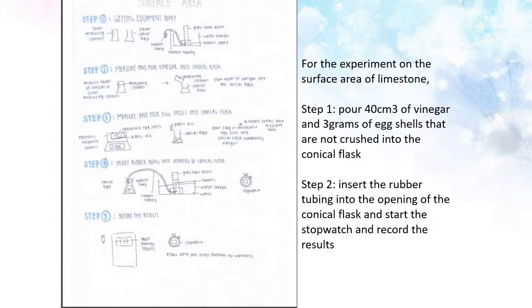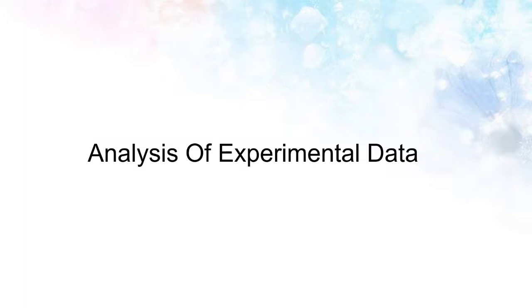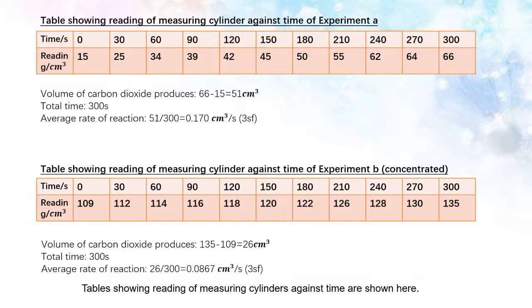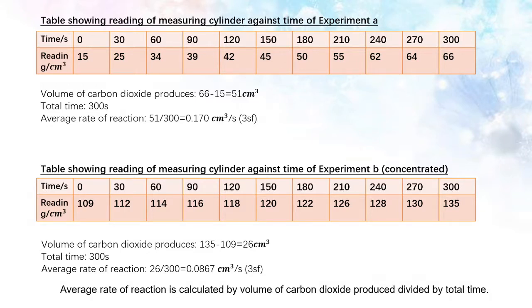results. For the experiment on the surface area of limestone, step 1, pour 40 cm3 of vinegar and 3 grams of eggshells that are not crushed into the conical flask. Step 2, insert the rubber tubing into the opening of the conical flask, start the stopwatch and record the result. A table showing readings of the measuring cylinders against time is shown here.